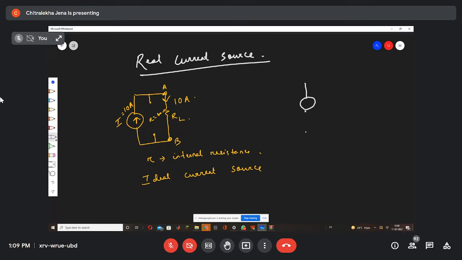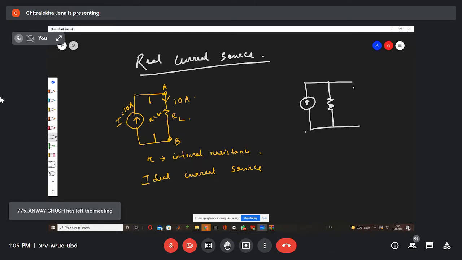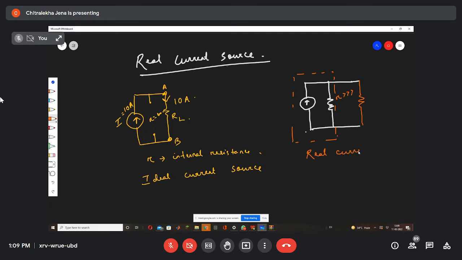So what is a real current source? Shubham Das, what is a real current source? In this, ma'am, the internal resistance of the current source is very high. Very good. So this is very, very high. This is the symbol of the real current source, or practical current source.